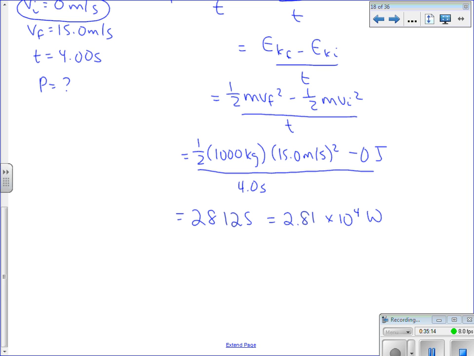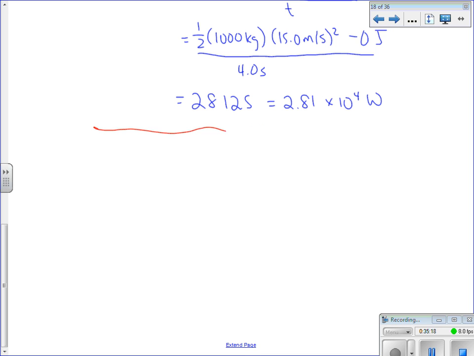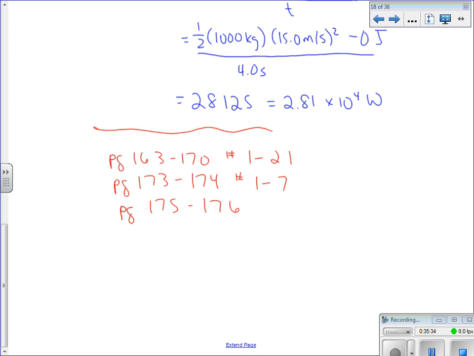Okay, so here are practice questions you can work on if you want to practice the stuff if you don't remember it from last year. Page 163 to 170, numbers 1 to 21. Page 173 to 174, numbers 1 to 7. Page 175 to 176, numbers 1 to 5. And page 187 to 190, numbers 1 to 16.